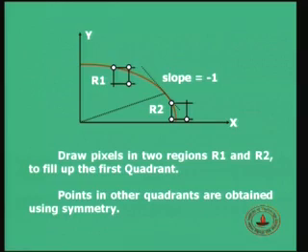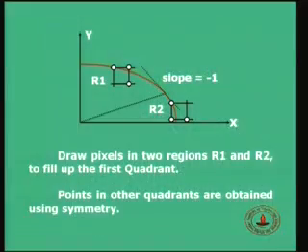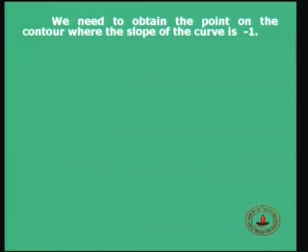Then using symmetry you can obtain the rest of the points in the other 3 quadrants. For any point you can obtain the 3 points in the other 3 quadrants, but if all the points in a particular octant, in this case the first quadrant, are known to us, all the other points on the curve in the other 3 quadrants can easily be obtained using symmetry, we know that. So that is how points in other quadrants are obtained using symmetry.